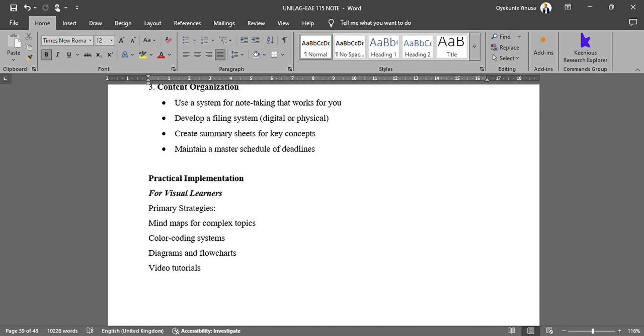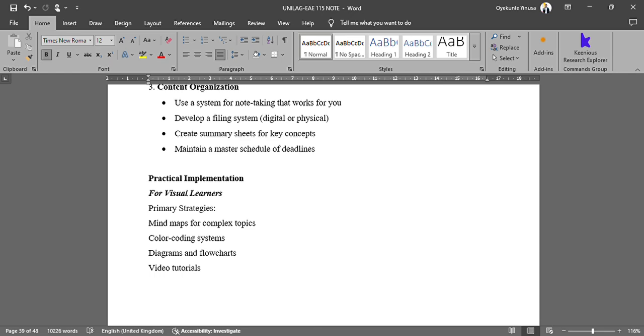You must develop a filing system, digital or physical. You must be able to keep track of your learning, your assignments, your documents, everything that has to do with you. You must file them. You must document. Create summary sheets for key concepts. Just as I said earlier, you must maintain a master schedule of deadlines.